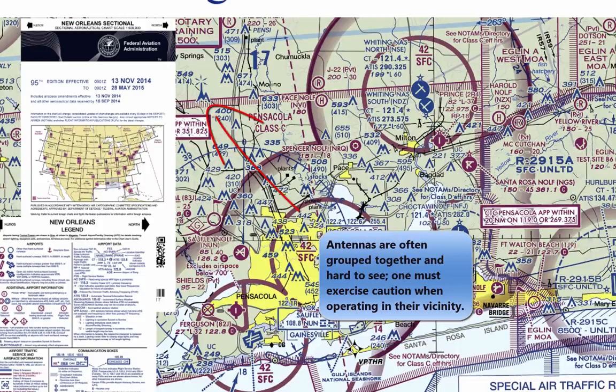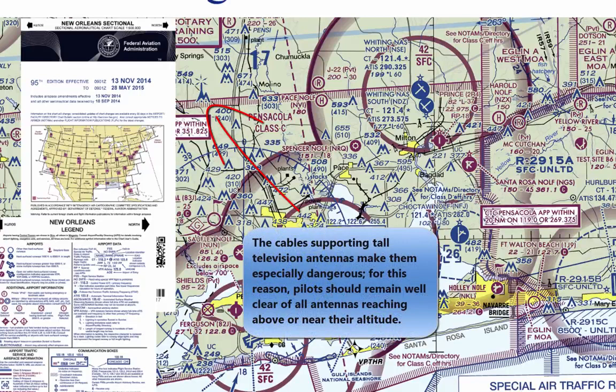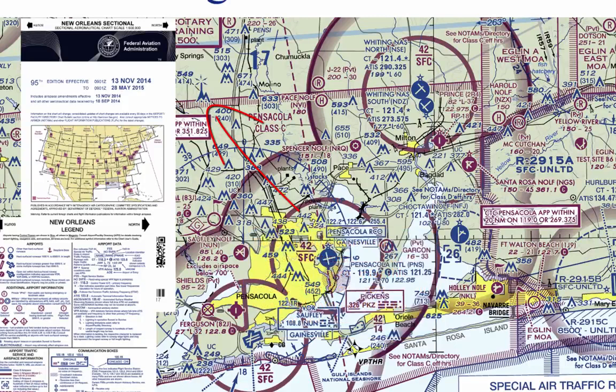Sometimes TV antennas are grouped together in an area near a town. They are supported by almost invisible guy wires. Never approach an area of antennas less than 500 feet above the tallest one.